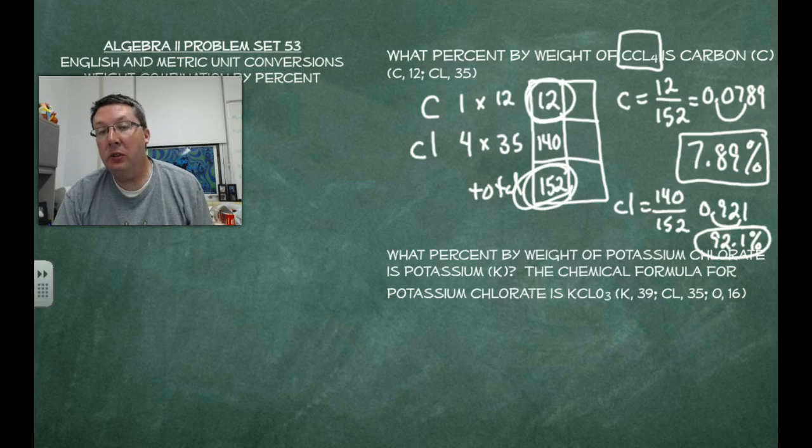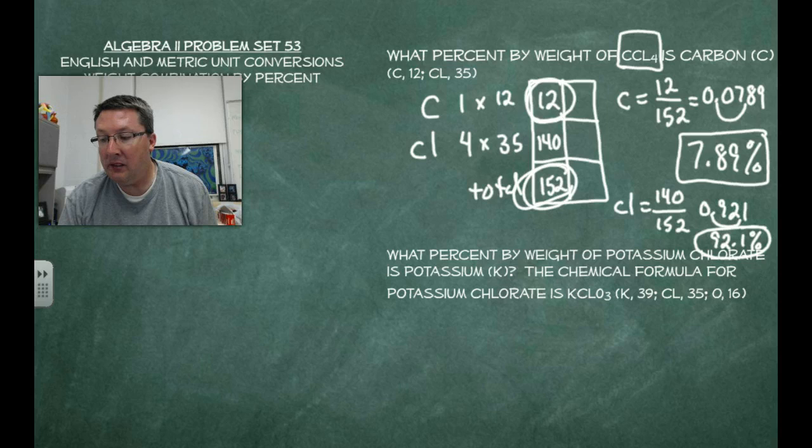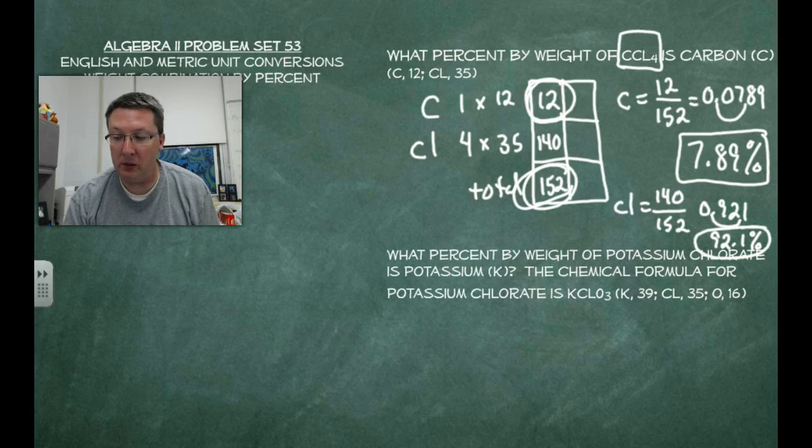Okay, that's the only 2 things we have in there. So one way to check to see that you did it right, if you add these together, you should get 100. Now you might be off slightly due to rounding, but it should be pretty darn close to 100%. And 7.89, if you rounded that to 1 decimal place, 7.9 plus 92.1, that's going to equal 100.